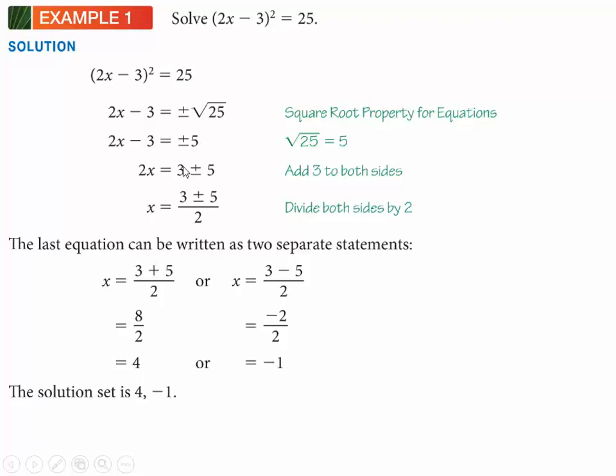Looks a lot neater if we just say 3 plus or minus 5. Then we divide by 2. So we've got this single equation here, and this one we can do in our heads. 3 plus 5 is 8, divided by 2 is 4. Then 3 minus 5 is negative 2. Negative 2 divided by 2 is negative 1. And then the solution set is these two numbers.